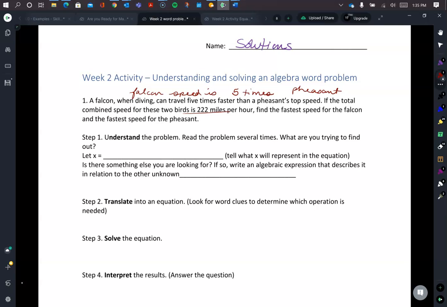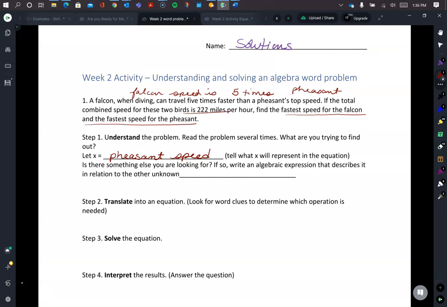And then what I'm actually trying to find is the fastest speed for the falcon and the fastest speed for the pheasant. So I'm going to label that with X. Anytime you put a variable out there, you need to declare what that is. So pick a variable, we're going to use X, and what will that represent in the equation? I'm going to say what I know least about, which is a general rule of thumb. So I'm going to let X equal the pheasant speed. Now you don't necessarily have to do it that way. You could do it the other way, but you should get the same answer.